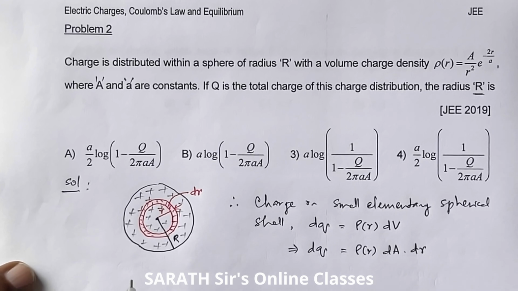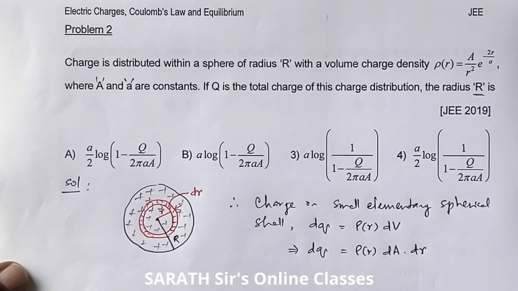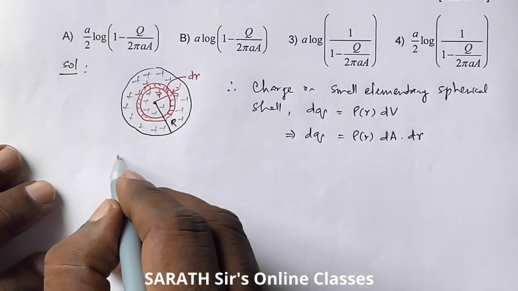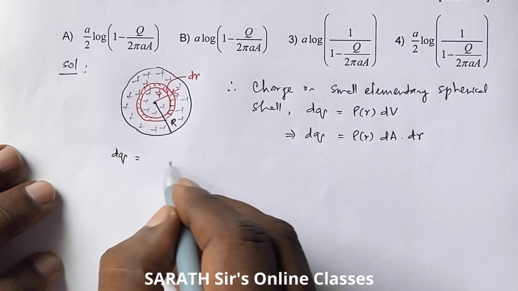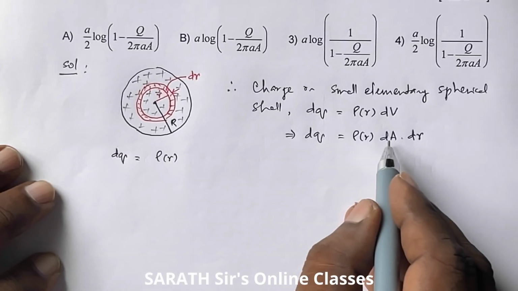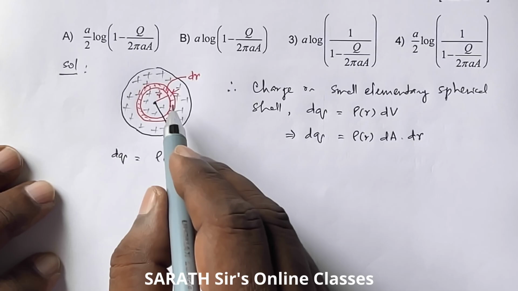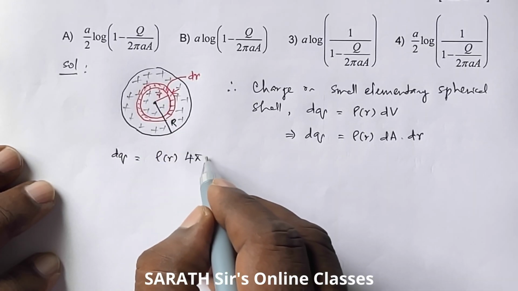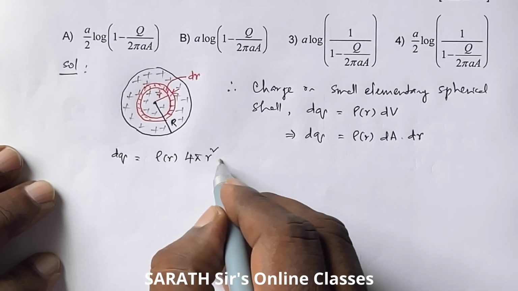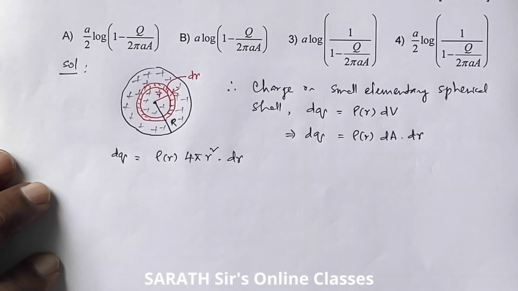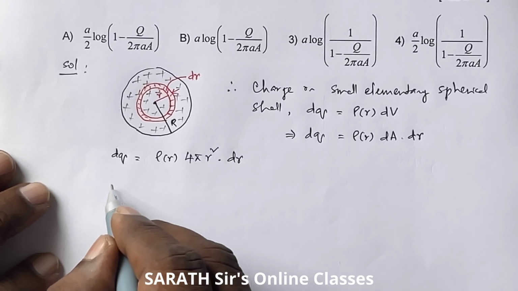Let us substitute the values here. So dq is equal to rho of r, the function of r, times dA, the area. So the surface area of this shell is 4 pi small r square into dr. So this is dq. So let us calculate that.